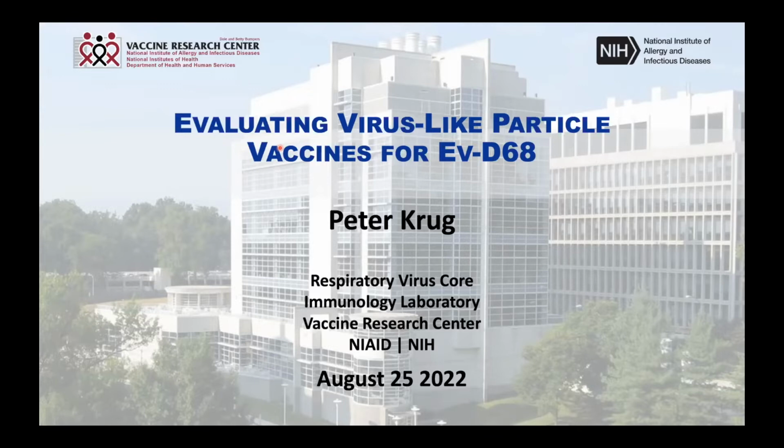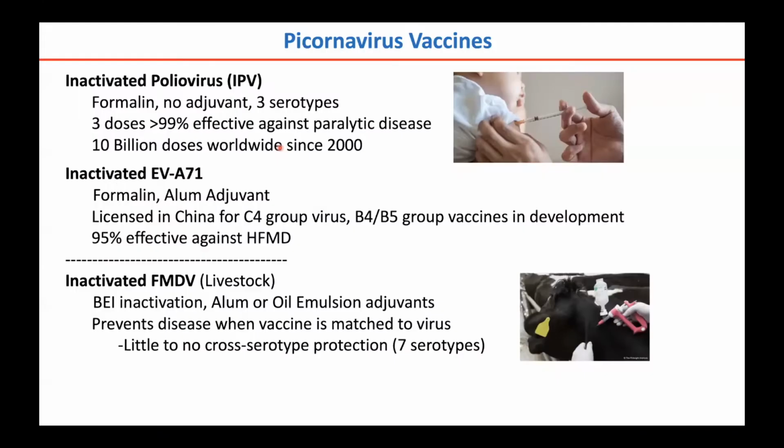Before I talk about our virus-like particle vaccine platform, I want to give a brief introduction of some examples of the current enterovirus vaccines, because they play a role in how we compare the products we're making now with the existing vaccines. Everybody here is very familiar with the inactivated poliovirus vaccine. This is an amazing vaccine in that it protects greater than 99% against paralytic disease after 3 doses. As such, it's been used worldwide, 10 billion doses since the turn of the 21st century.